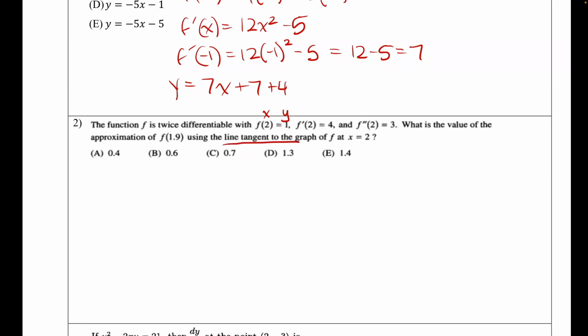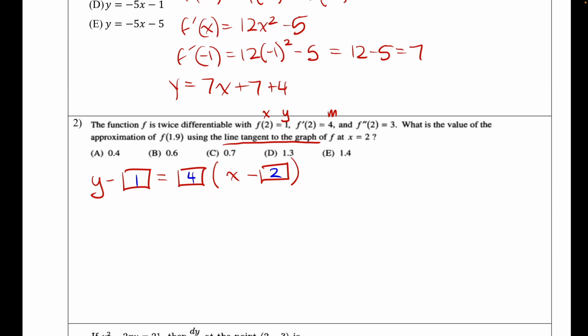Every single time you see line tangent to the graph, you immediately go y minus box is equal to box times x minus box, and you fill in what we got. We have an x coordinate, we have a y coordinate. So our x coordinate is 2, our y coordinate is 1, and it tells us what the slope is. I thought we wouldn't need slope, but we do indeed need the slope of 4. That's the slope at 2. So this 4 is going to come down here, and I'm ready to go.